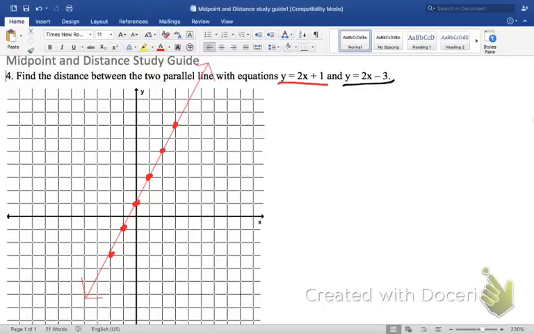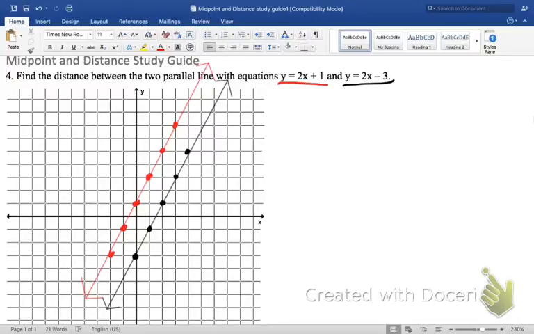Next one, y-intercept's at -3. Same slope, up 2 over 1, up 2 over 1, up 2 over 1, up 2 over 1. Okay, step 1, done. I graphed the two equations. Now I'm going to start finding the distance between them.